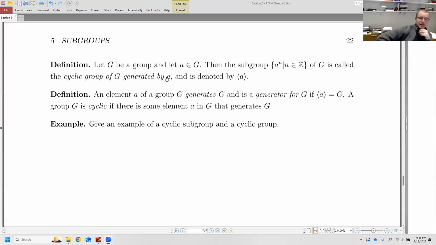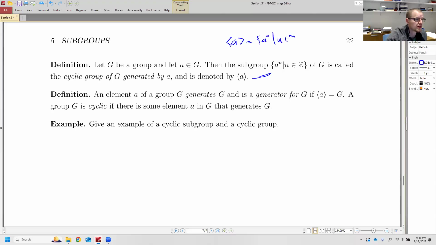Let G be a group and let A be some element of that group. Then the subgroup H in our previous theorem, that subgroup of G, is called the cyclic group of G generated by the element A, and it's denoted by this. What you want to keep in mind is the equality of these two things. ⟨A⟩ itself is the set of elements A to the n, where n belongs to the integers.